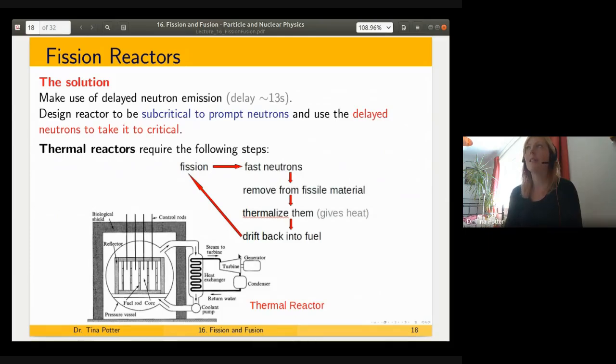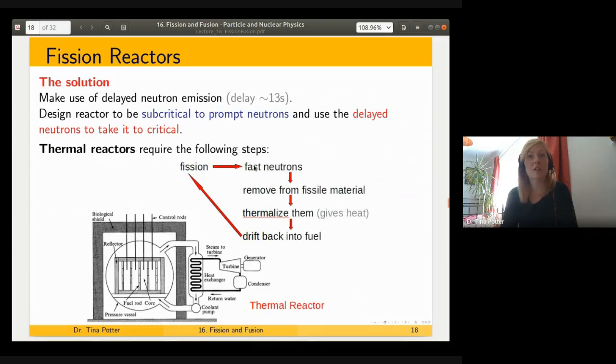So what we can do is redesign our original reactor, and we will make the baseline design subcritical to the prompt neutrons, so that we're always absorbing enough of those neutrons using the moderators, using the control rods. We're absorbing those prompt neutrons so that it never gets to a critical or supercritical chain reaction. It's always subcritical. And then what we're going to do is use the delayed neutrons to take it to critical, so that we've got time to act. We've got time to move those control rods in.